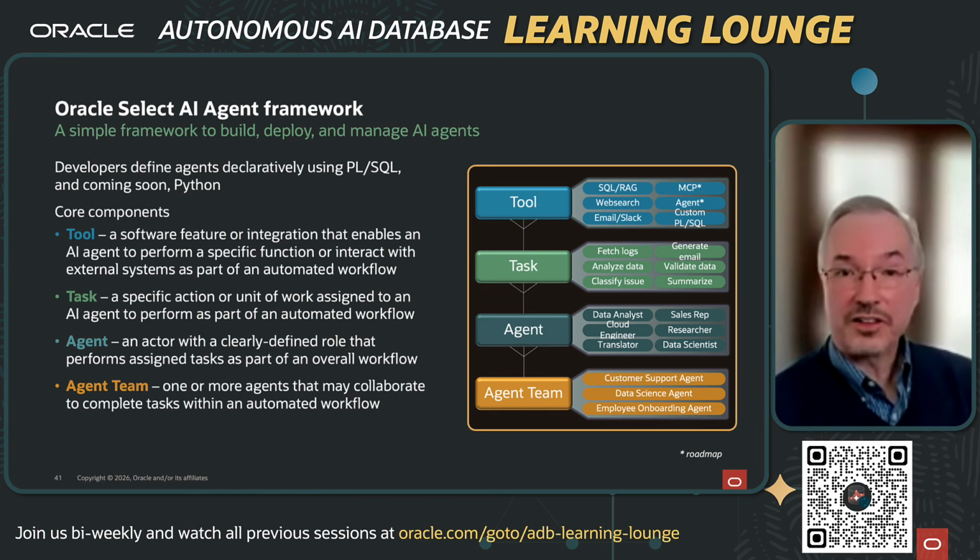Tasks may involve actions such as fetching logs, generating emails, or classifying issues. A task may specify tools that the LLM can select to complete the task. Each task has a set of instructions that's provided to the LLM to guide the agent's behavior. Agents specify and describe the role to be played, such as data analyst, data scientist, or sales representative. And agent teams pair agents with tasks to enable specialized agentic workflows. For example, creating a customer support agent or a data science agent.